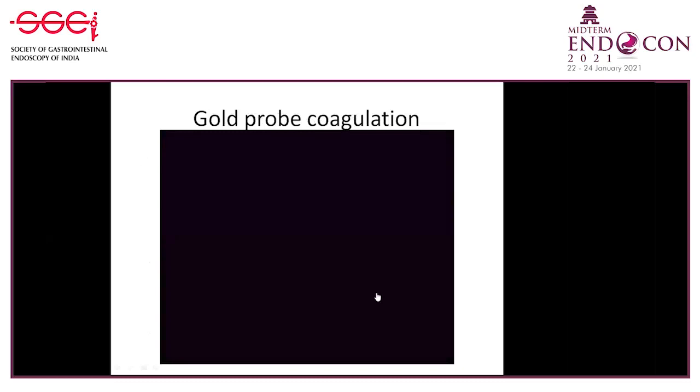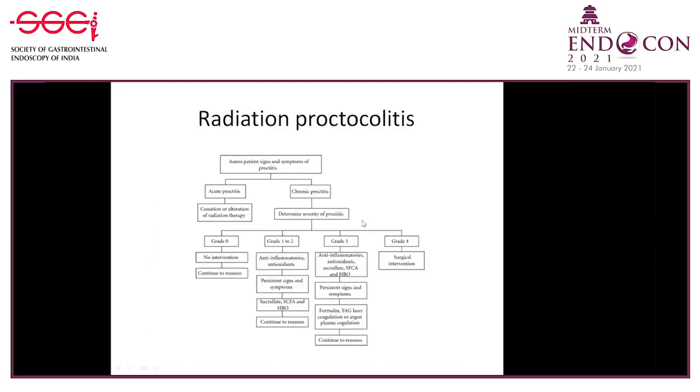Here are other lesions, the small bleeding lesions. You can do a gold probe, I think. So that's another one. Radiation proctocolitis is also a cause for bleeding. It's becoming less and less common because of advancement in the radiation therapy of cervical cancer. So here we have to assess the patient for proctitis. Is it acute or is it chronic? And we're going to look at that colonoscopically. We're going to check the grade.